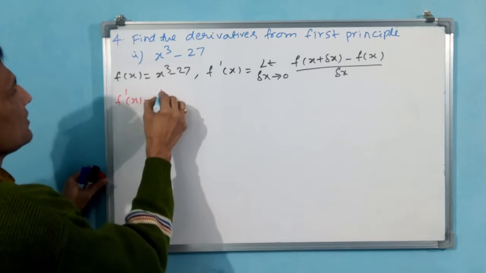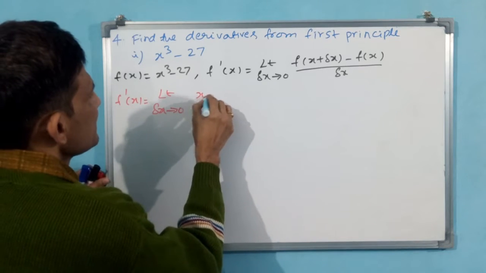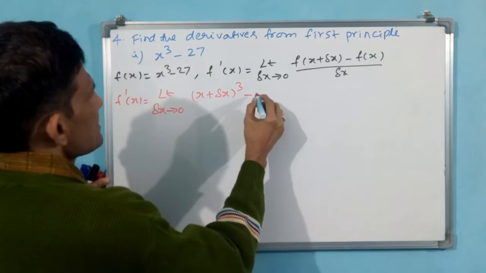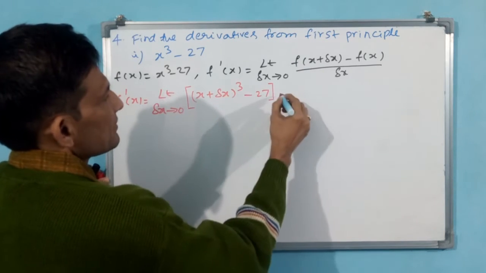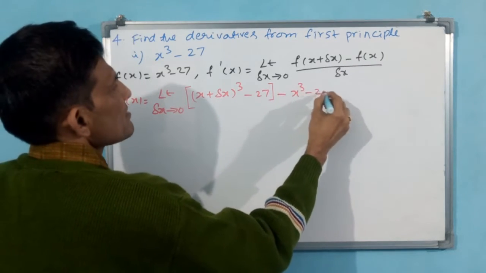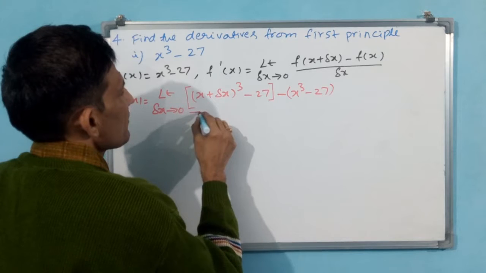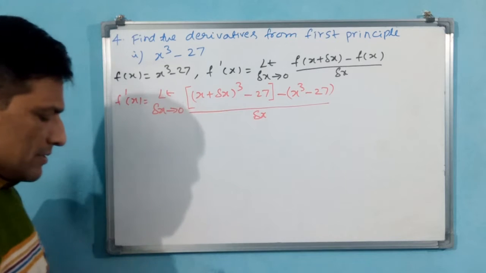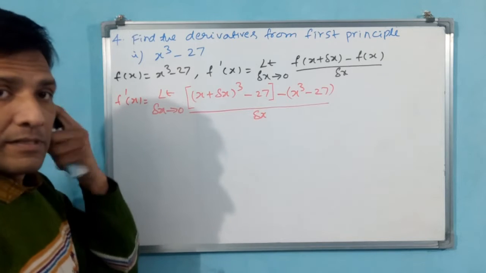f dash x is equal to limit delta x tends to 0. Substitute x plus delta x whole cube minus 27. This is f of x plus delta x, minus f of x. f of x is again x cube minus 27, but you put it in brackets. Because if you open it, automatically it becomes x cube plus 27, all divided by delta x. This is standard notation. Now you expand x plus delta x whole cube.